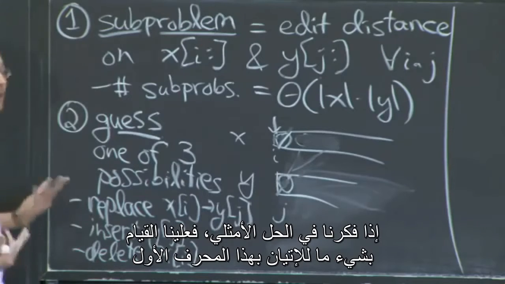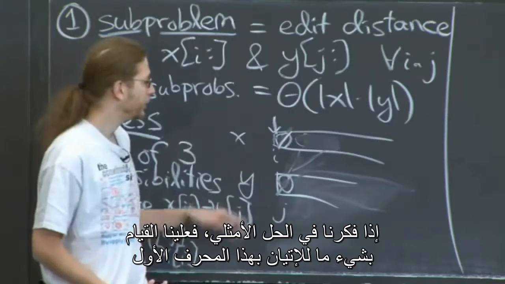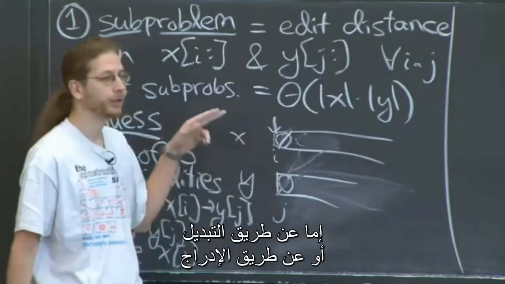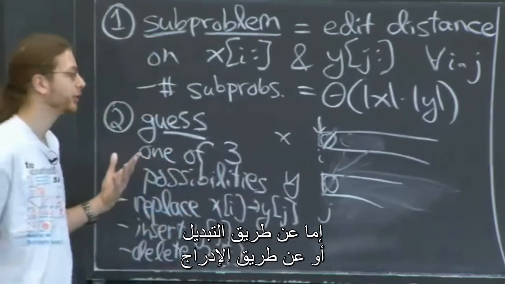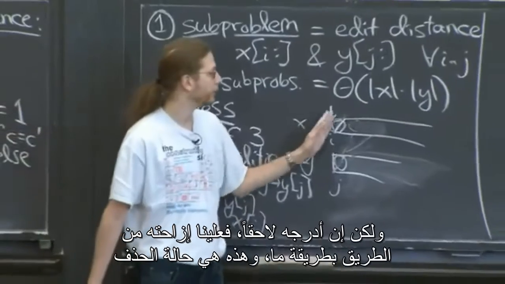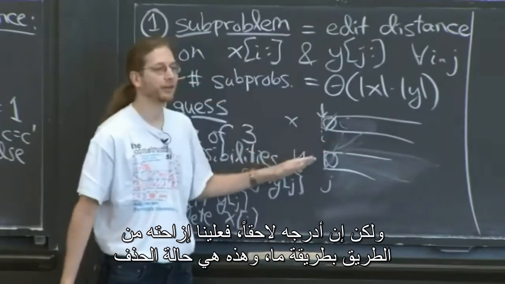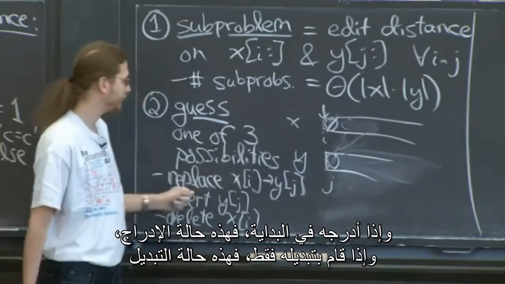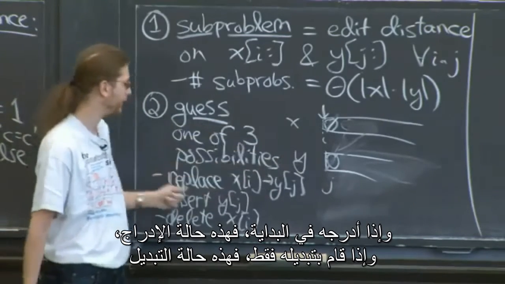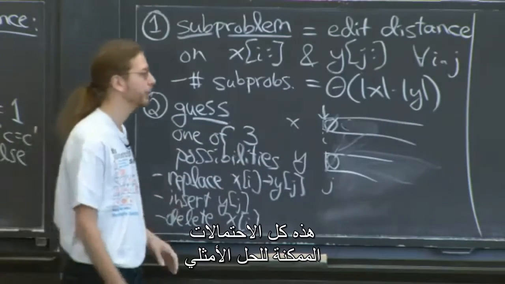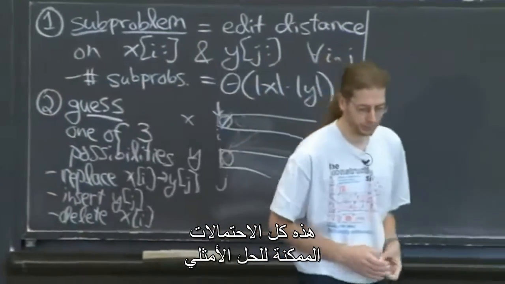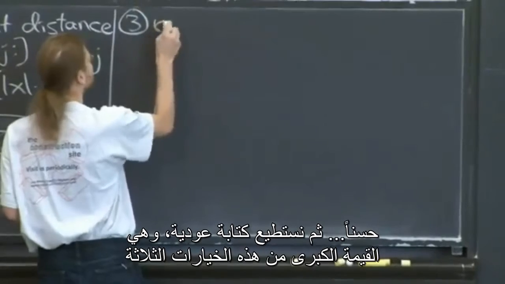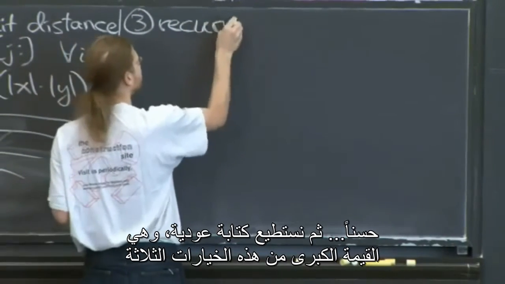If you think about the optimal solution, it's got to do something to make this first character. Either it does it by replacement or it does it by an insertion. But if it inserts it later on, it's got to get this out of the way somehow. And that's the deletion case. If it inserts it at the beginning, that's the insertion case. If it just does a replacement, that's the replace case. And those are all the possibilities for the optimal solution. OK, then you can write a recurrence, which is just a min of those three options.